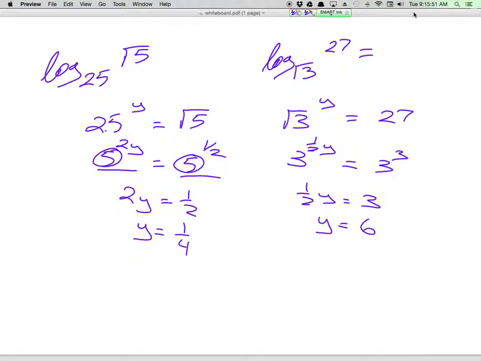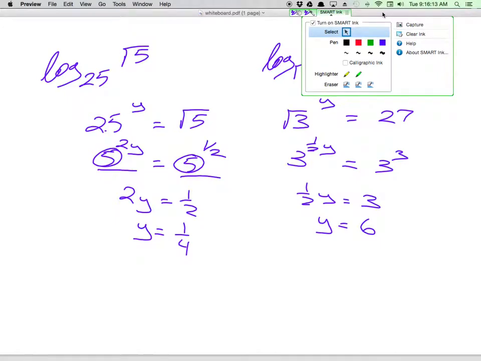Oh, I didn't get that. I got that immediately. I don't understand. How do they do that in their head? I can't do that one in my head either. I did it in my head. I can do the first one. 3 to the what? 1/2. Square root of 3.